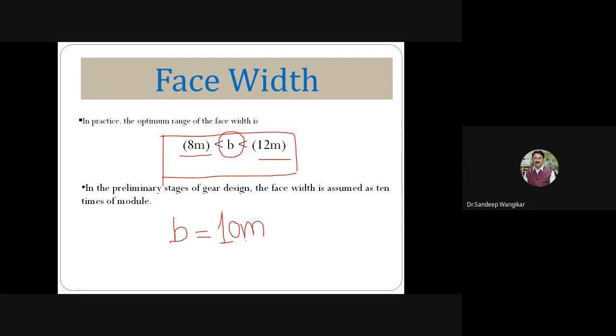Okay, so up to this, I assume that everything is clear in the initial stages of gear design. Wherever the face width is not given, we will assume that this face width is equal to 10 times of module. We will put it in the equation and we will proceed further for calculation. So this is all about the minimum number of teeth desired and face width.